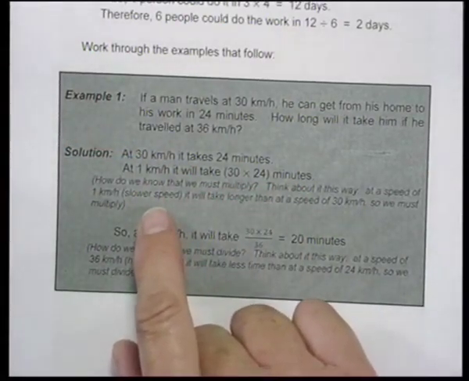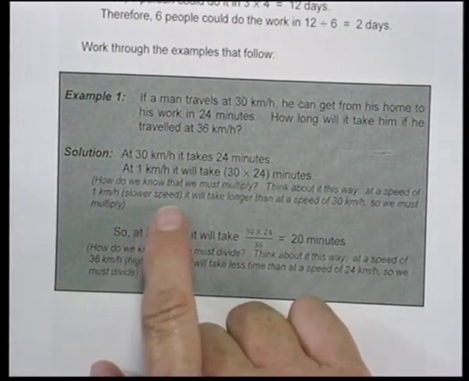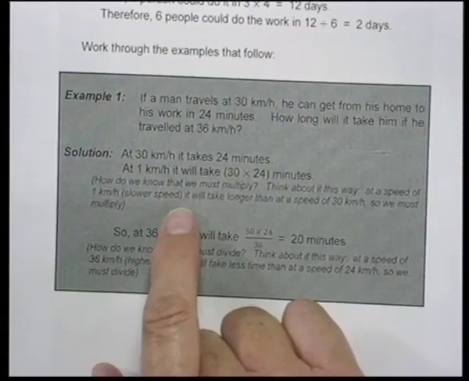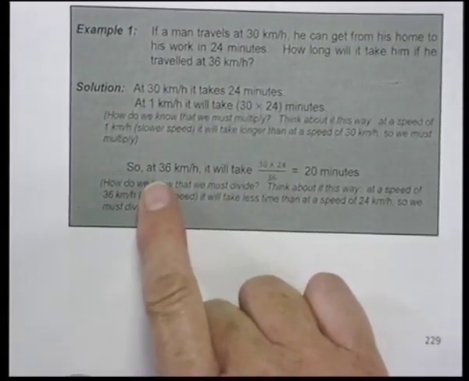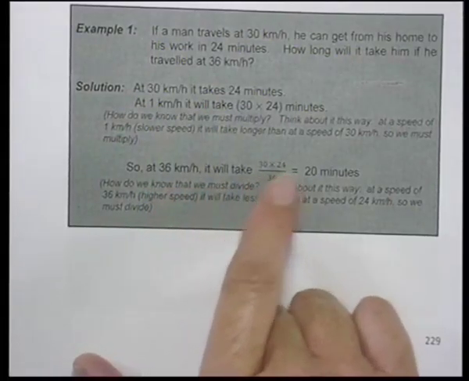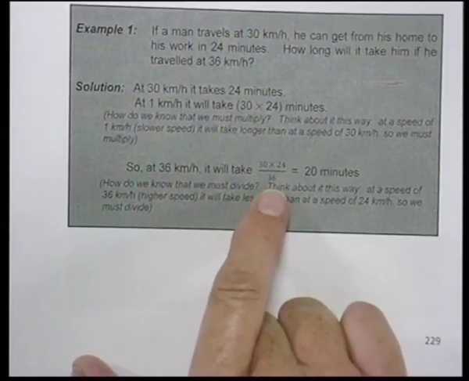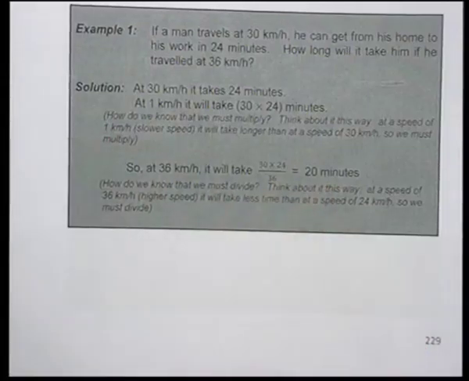How do we know that we must multiply? Think about it this way. At the speed of 1 kilometer per hour, slower speed, it will take longer than at the speed of 30 kilometers per hour. So we must multiply. So at 36 kilometers per hour, it will take 30 times 24 divided by 36. So it will take 20 minutes. It will take a shorter time if he travels faster.